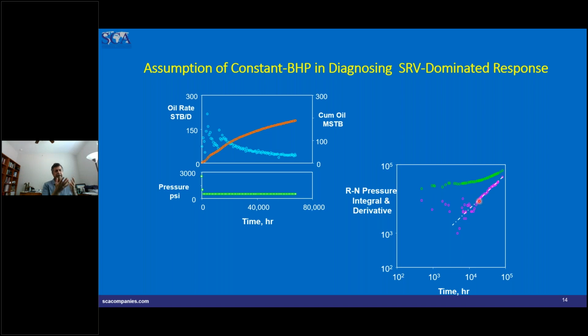And then said, okay, yeah, you can do that. It's a good assumption, because the assumption of a constant bottom hole pressure is a good one if you're putting in an artificial lift such as a sucker rod pump.